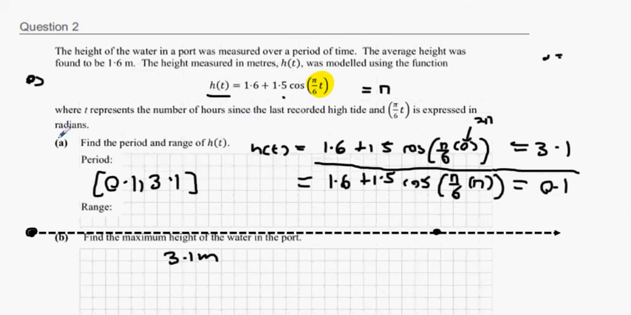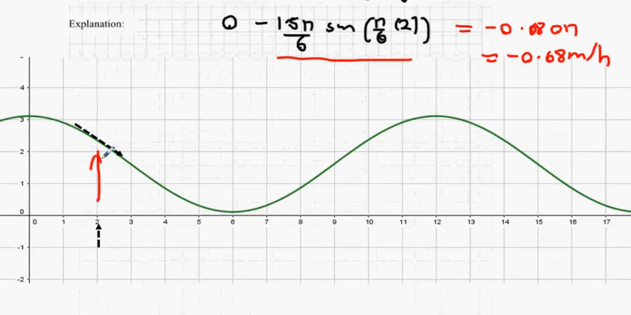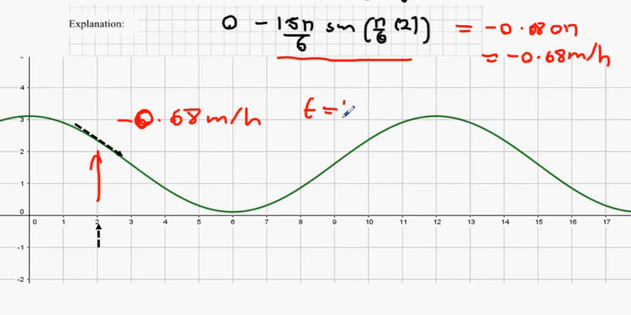So the way I would say this is that 2 hours after the last high tide, the level of the tide is becoming lower at a rate of 0.68 meters per hour. Please remember, t is in hours, and your height is measured in meters. So the rate would be meters per hour. Okay. What's the next question?